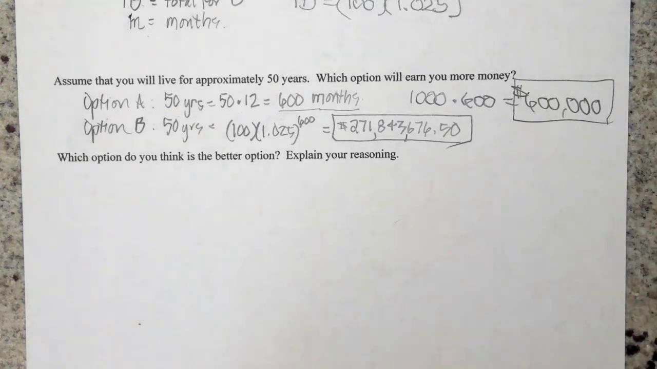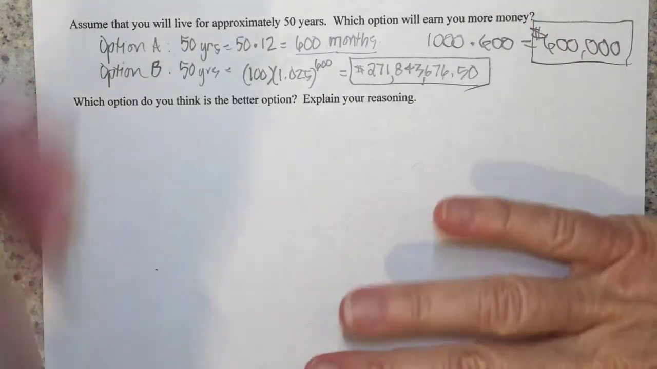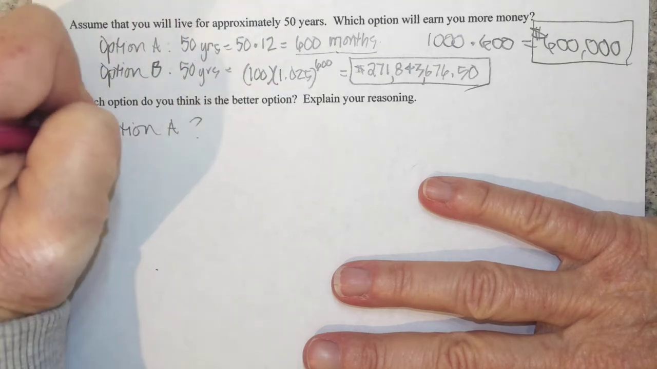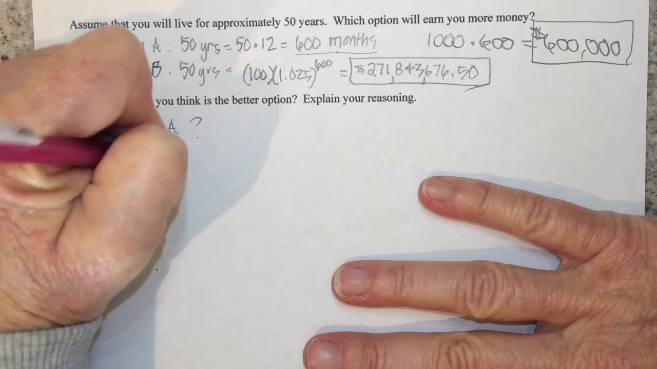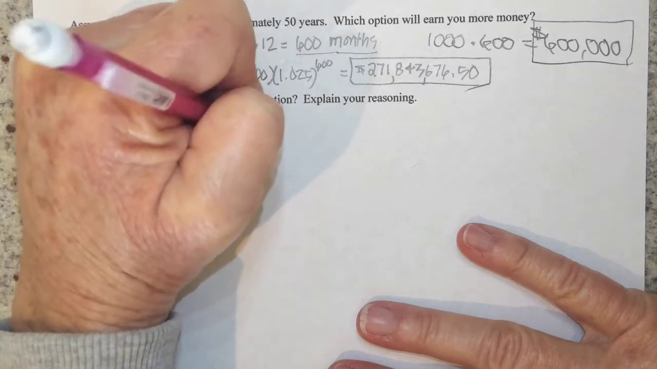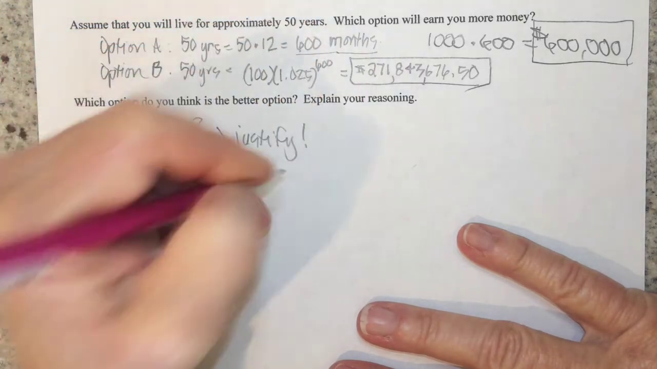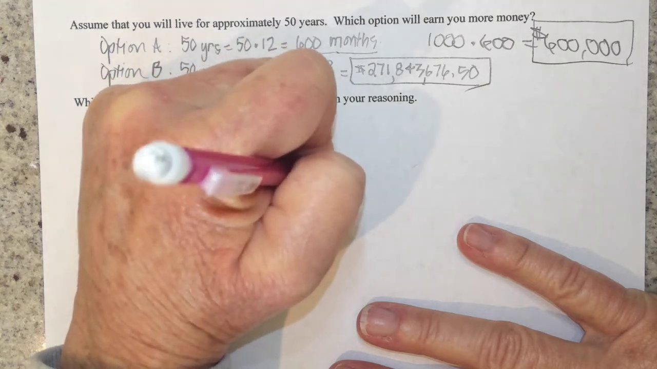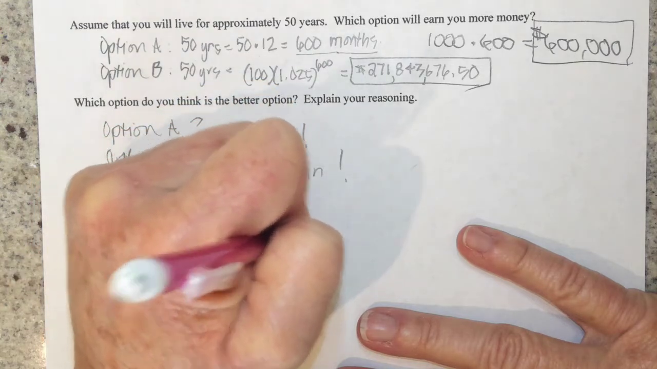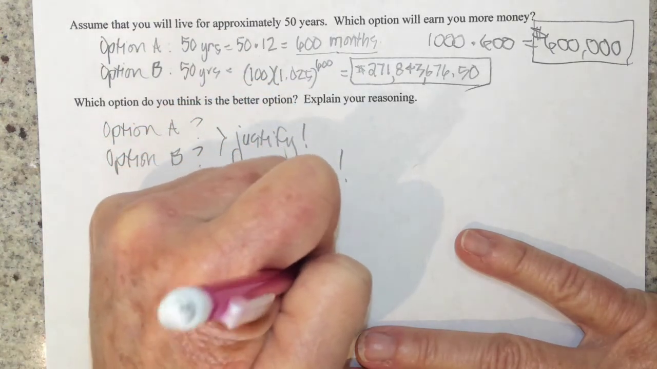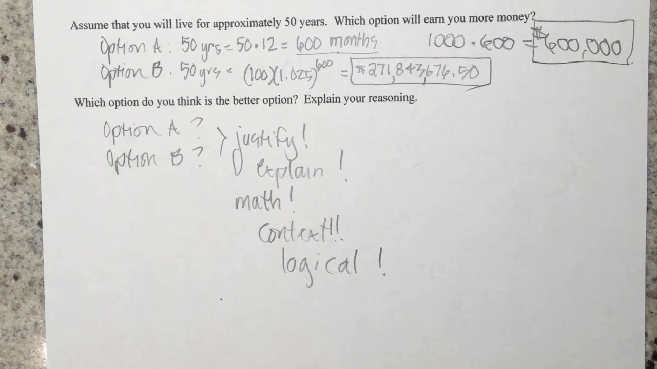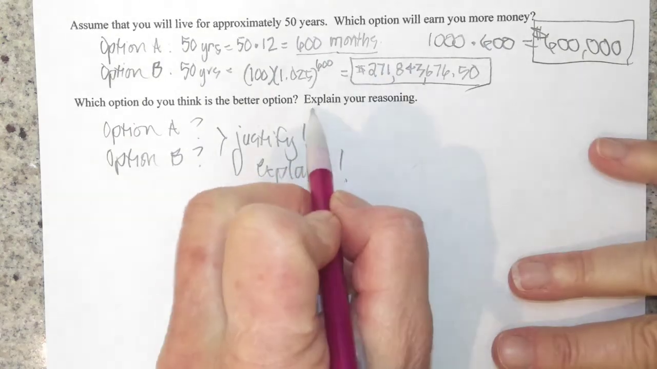Well, you've got some decisions to make, right, ladies and gentlemen? You want option A? Or do you want option B? You need to decide. You need to justify it. You need to explain. You need to use the math. You need to write it in context. You need to sound logical. Okay? So, you decide. You need to explain why you chose it.